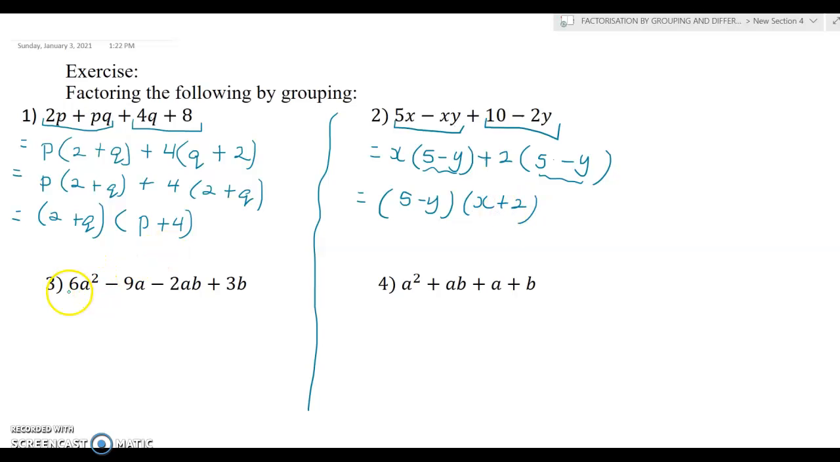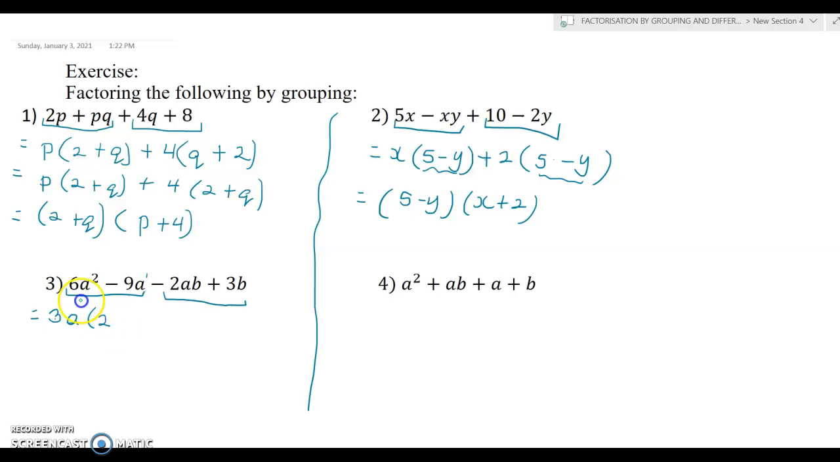Number 3, pair off. And now 6a squared minus 9a. Let's look at the numbers first, 6 and 9. The highest number that can go into 6 and 9 is 3. So pull out that 3. We have a squared and then we have a. Remember, we went through this before. This is like a to the power 1. So you pull out the letter with the lower power, which is just a.